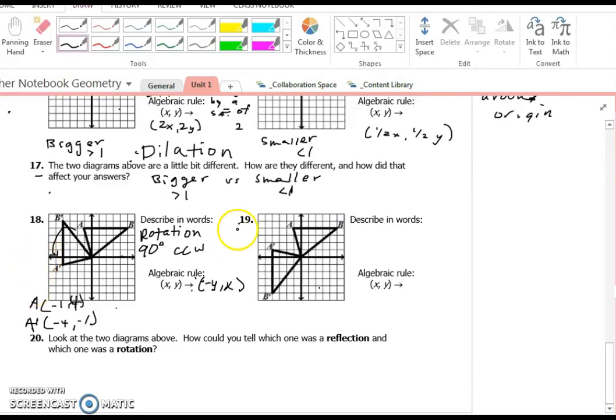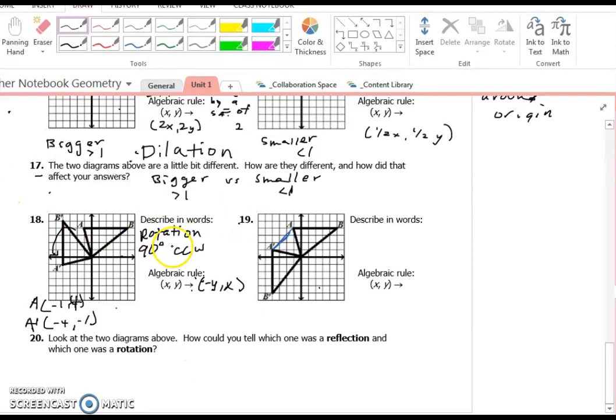And then 19, again, you can start. To me, what gives this one away is A and A prime. If you notice, they are directly across from each other. So anytime they're directly across from each other, that's a good indication that it's a reflection.